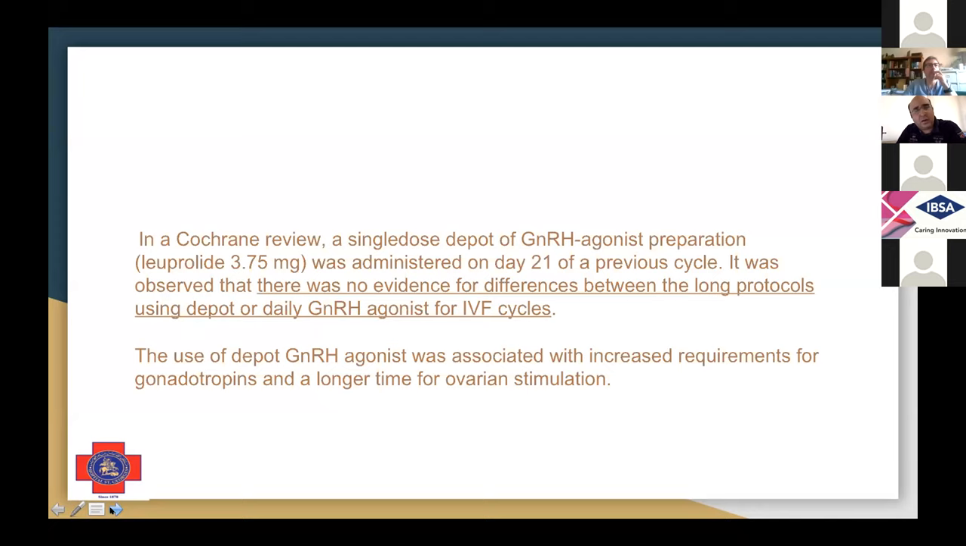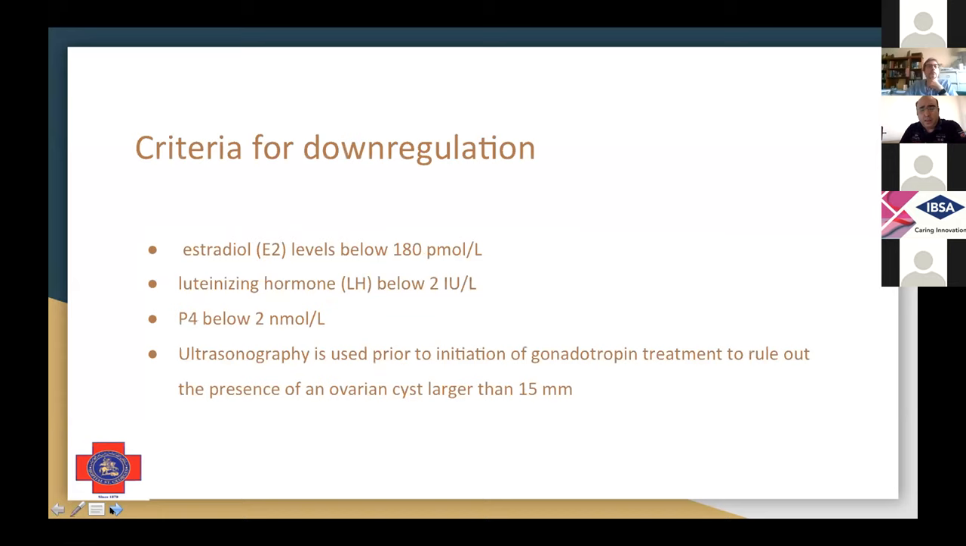For the patient, it's better to not take the injection every day. But don't forget that the use of GnRH depot was associated with increased requirement for gonadotropin and a longer time for patient stimulation. Now, when we start, I say we should have a down regulation. How do we know when to start? So estradiol must be below 180 picomol, around 50 nanogram. Luteinizing hormone LH below 2, and the progesterone below 2 nanomol. It's below, if you want, 0.5 nanogram.